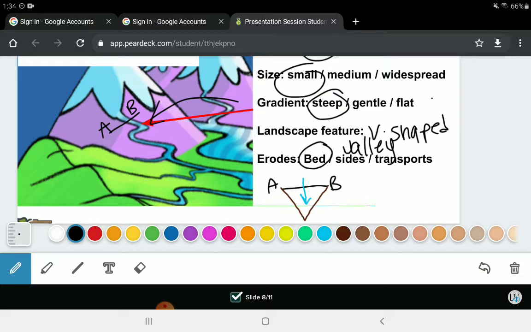Thank you, Emily. That's a very nice drawing. Thank you for imitating my drawing. You have very good notes.